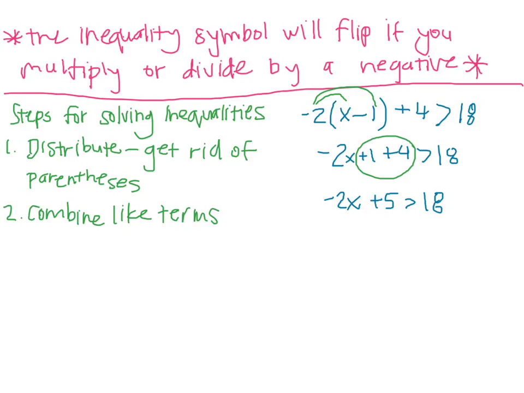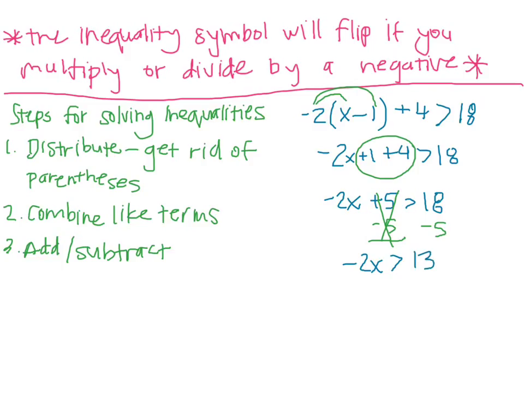Next, we're going to move on to step 3, which is to add or subtract. The goal of adding or subtracting is to get our constant to the other side of the equation. I see that my constant is this 5 right over here. I want to get rid of it and move it, so I subtract 5. 5 minus 5 is 0. And what I have left is -2x is greater than 13.